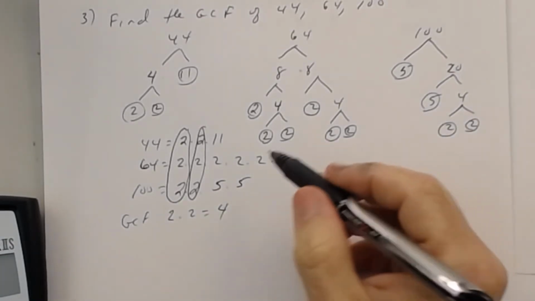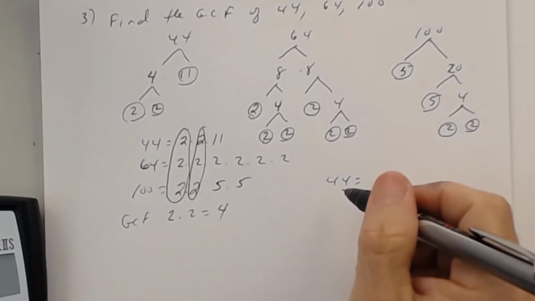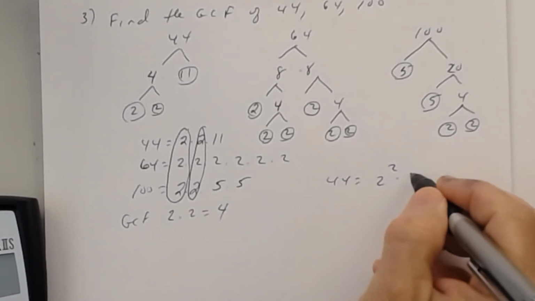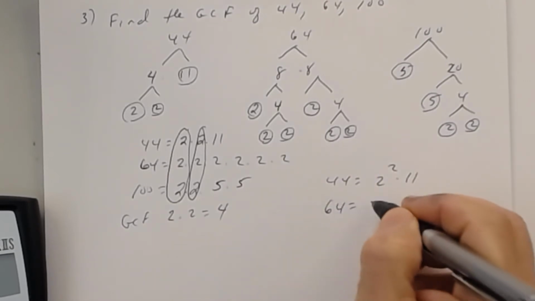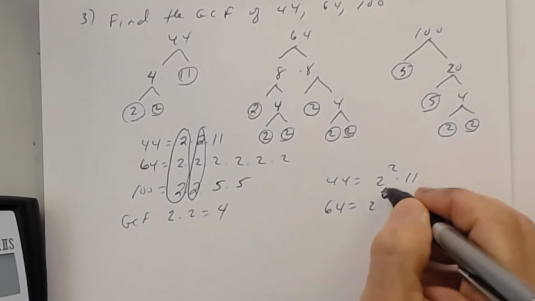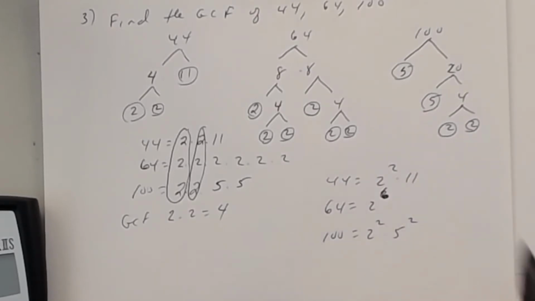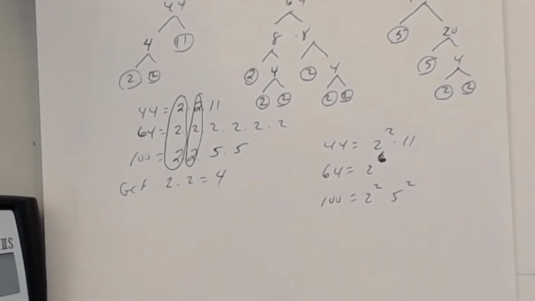Now I'm going to go back and write these in terms of exponents. 44 is 2 squared times 11. 64 is 2 to the 6. And then 100 is 2 squared times 5 squared. We're going to come back to that in a little while. Okay, any questions on finding the GCF of numbers using the factor tree?